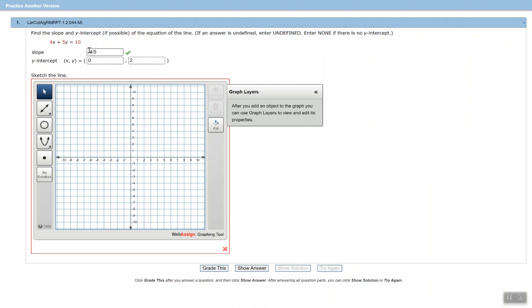But when I did it, I found that the slope was -4/5. Notice I didn't write it as a decimal, I wrote it as a fraction. The y-intercept, when reduced down, is 2. But because they're asking me to write it as an xy point, the x value is 0, because the initial value starts with 0, and then the y value is 2.